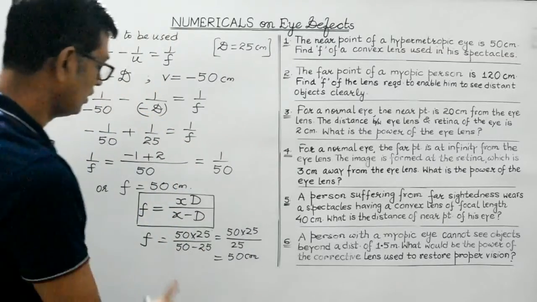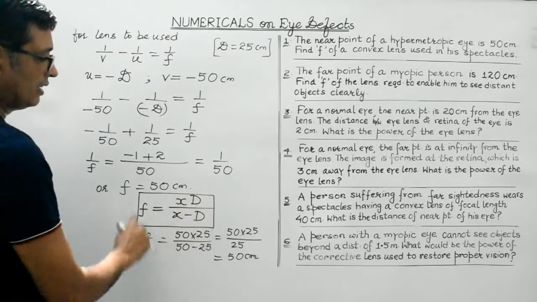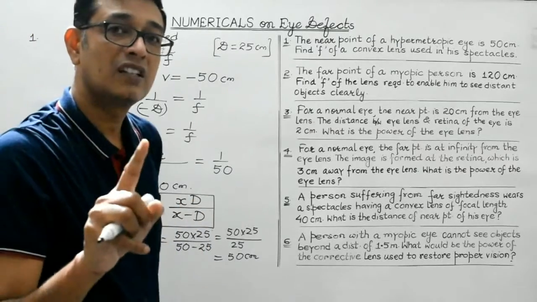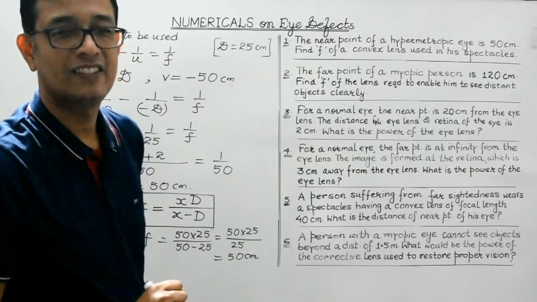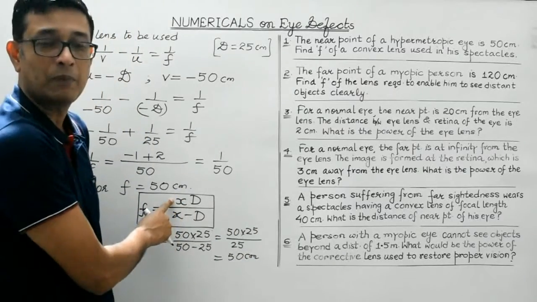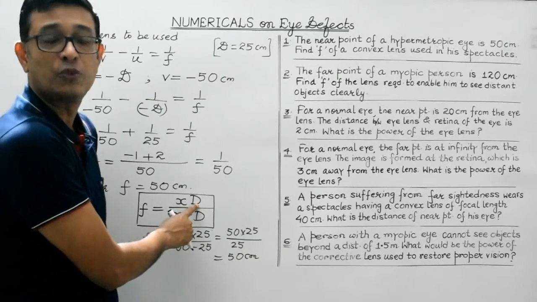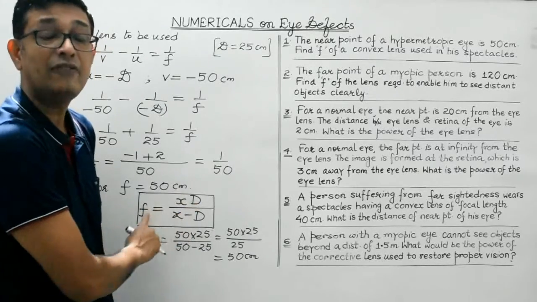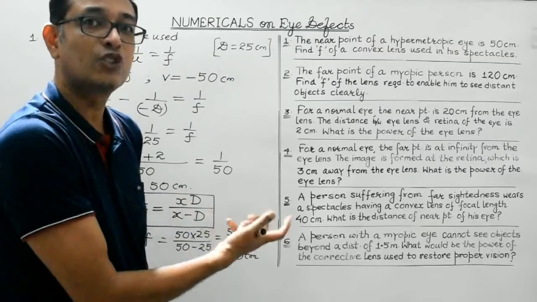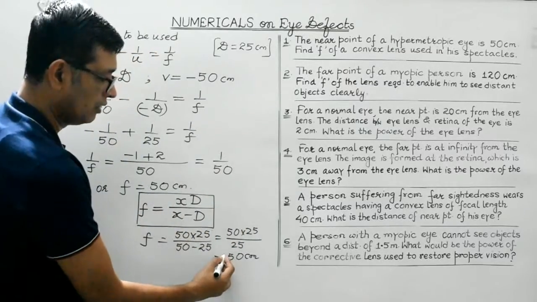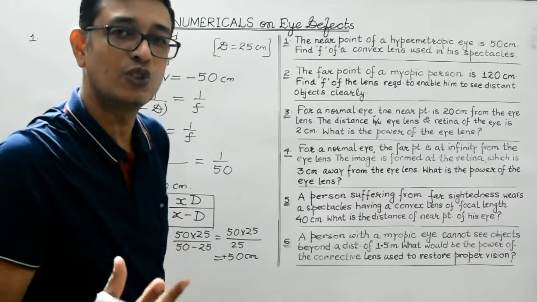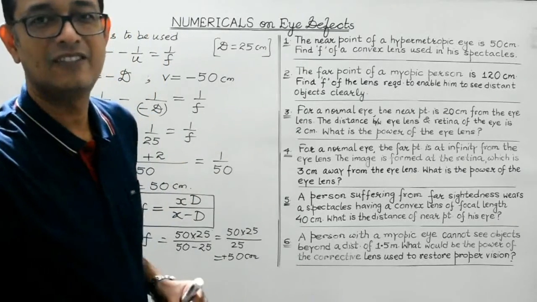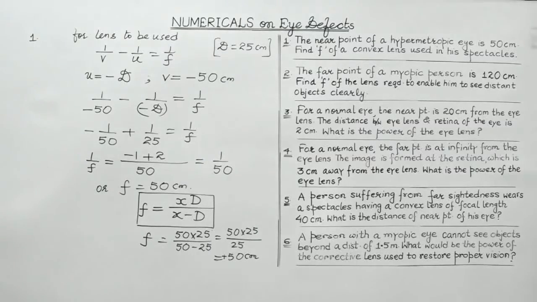Right? So this is the formula which you can use directly in case of numerical concerning hypermetropia, that is farsightedness. X is the near point of the hypermetropic eye. D is to be taken as 25 centimeter. And f is the focal length of the lens to be used. It will come out to be positive, which means that the nature of the lens must be converging. That is, a convex lens is used to treat hypermetropic eye. Right? Okay students, let's consider the second question.